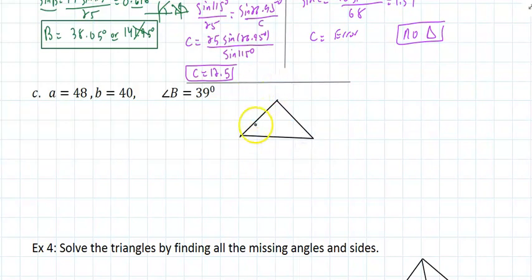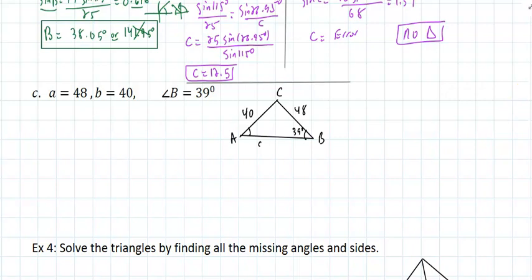I have a B. Let's say this is B, and let's say that's 39 degrees. That's given. This is 40. Okay. And let's say this is A. That means this is 48. And this is C, and this is side C. Well, let's see how this works.